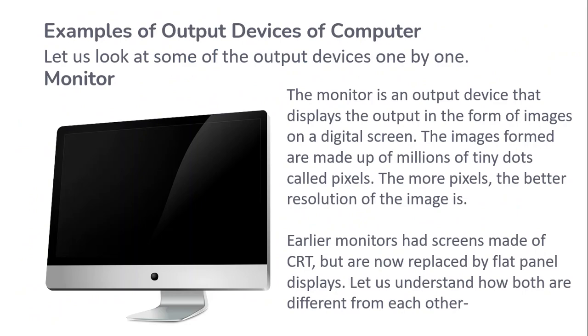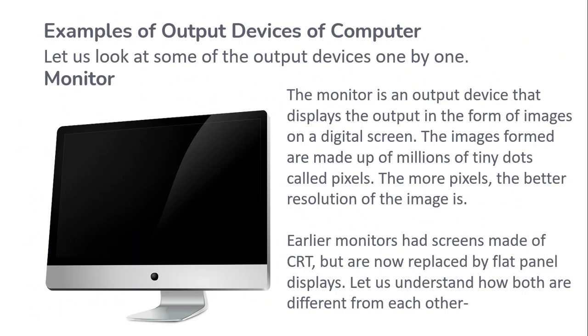So, what are some of the examples of output devices? Of course, a monitor, because we know a monitor is an output device that displays output in the form of images and digital screens. The images are made up of millions of tiny dots called pixels. So, we're going to talk about pixels. The more pixels, the better the resolution of the image. Earlier monitors had screens made up of what you call cathode ray tube or CRT, but these are now replaced by flat panel displays.